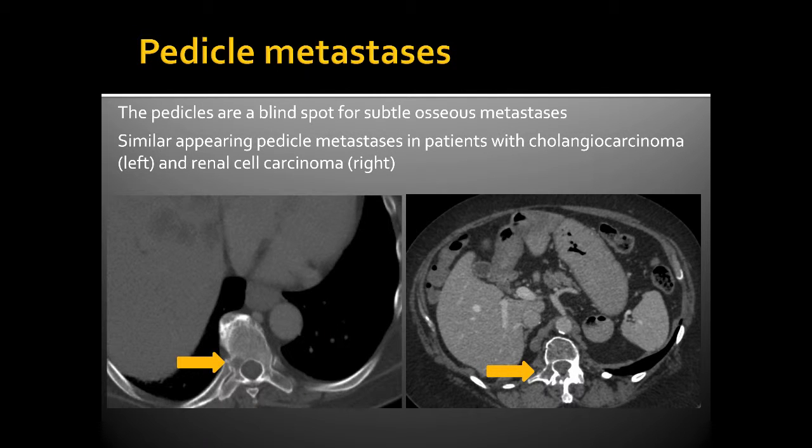The pedicles are a blind spot for subtle osseous metastases. The bottom two images are similar appearing pedicle metastases in patients with cholangiocarcinoma on the left and renal cell carcinoma on the right. One suggestion is as you're scrolling through the spine, separate out the vertebral bodies and the pedicles as you go through to make sure that you can focus on and find subtle findings.